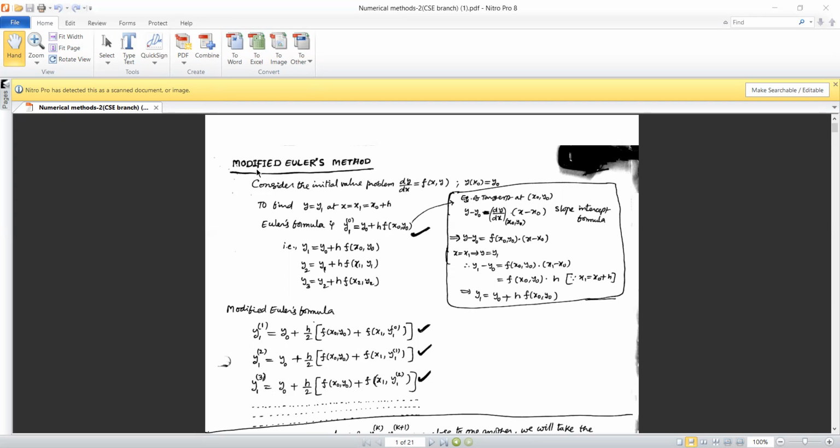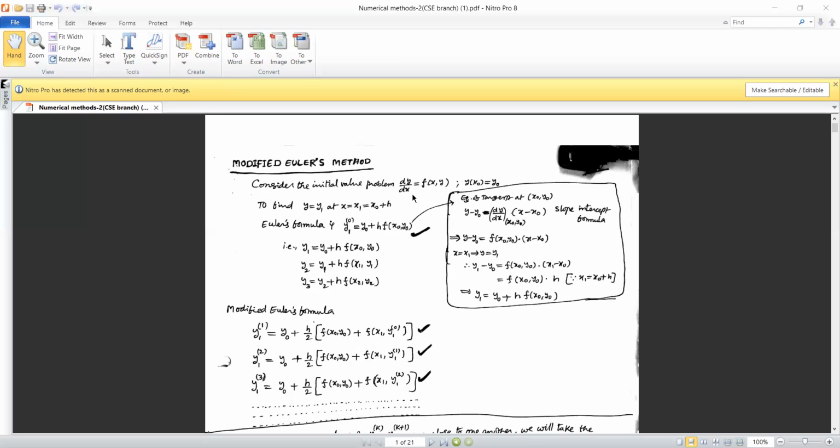As you can see on the screen, modified Euler's method. First of all, we should be clear with the general form of the equation which we are going to solve. The general pattern is dy by dx equal to f of x, y, with this initial condition. So from the given pattern, dy by dx is always equal to f of x, y. This function will be given in the problem and this is the initial condition which we require.